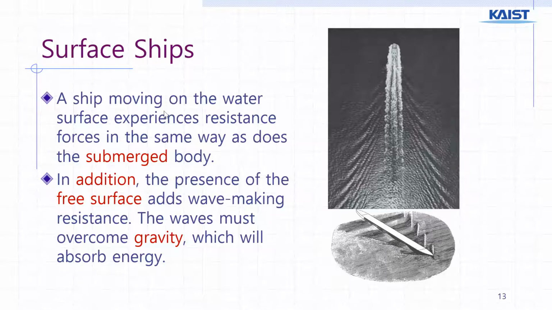And for a ship moving on the water surface, there is a resistance force similar to a submerged body. That is a viscous resistance. But in addition, there is a free surface. Free surface means a surface between air and water. There is a wave making resistance, and so wave making energy is lost. We call this a Kelvin wave, as we saw in the previous lecture.